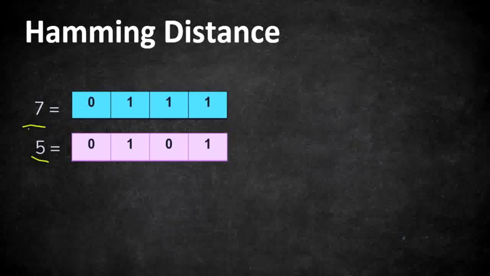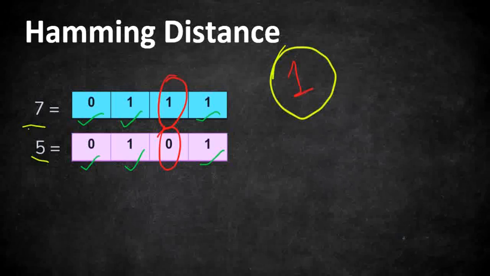So let's start comparing the bits. If you see, at the first position 0 and 0 are equal. Next, 1 and 1 are equal. Here 1 and 0 are different, so we add one to our output, and the next values are 1 and 1. Except for this position, all of the positions have the same value. So 1 is going to be our output.